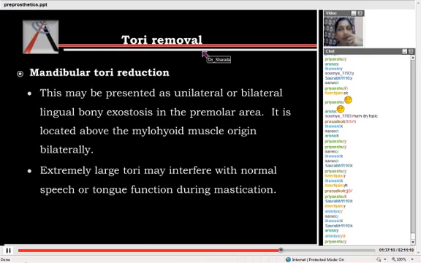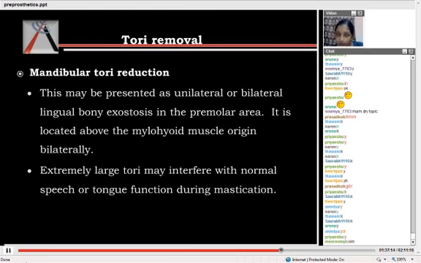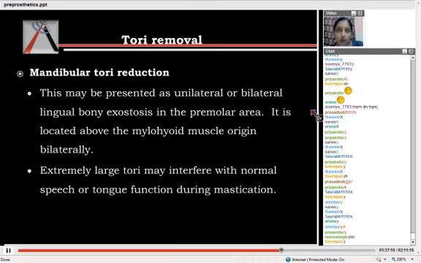Okay, now tori removal. Now you all know, you have maxillary tori, mandibular tori. One question is, maxillary tori is more common in whom? Males or females?